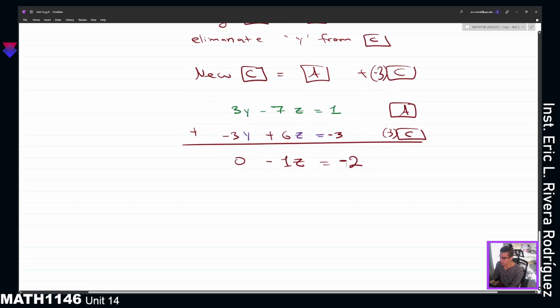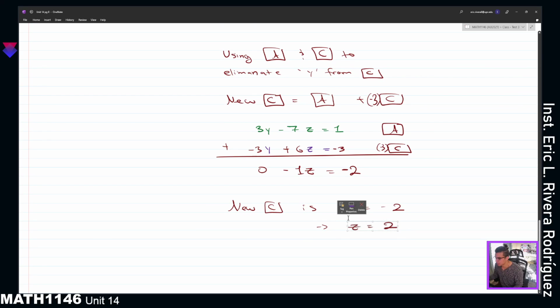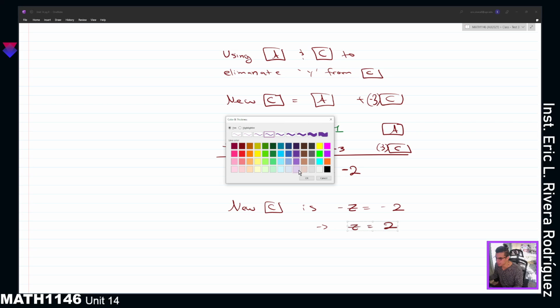From this point, so this is the new C. So new C is negative Z equals -2. So I just drop the 1 and just put the negative. We can simplify this as Z equals +2. Okay. And see what we have right now.